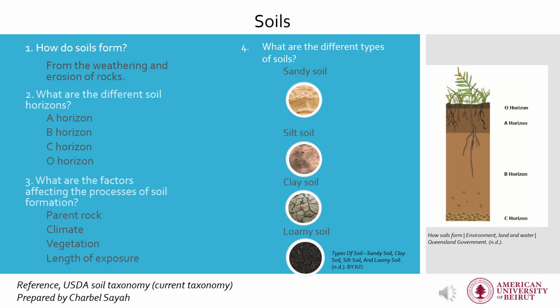Different types of soils result, as represented by the fourth point in the slide. One is the sandy soil, which has very few nutrients and a limited water holding capacity, making it difficult for the roots of plants to absorb water, thus one of the poorest types of soil for growing plants.